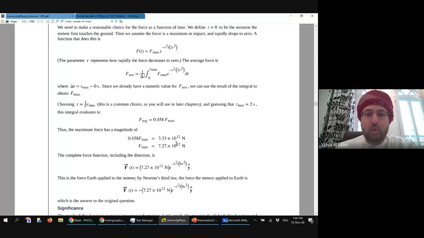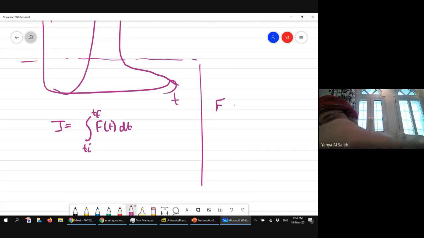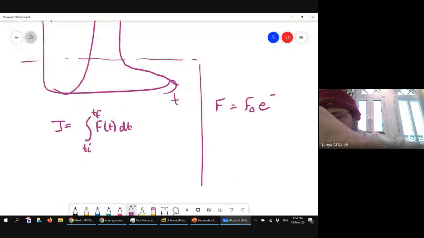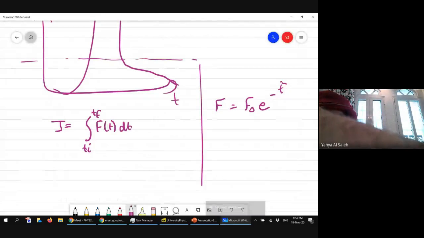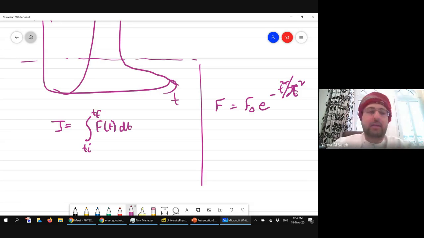But basically, what they do is they present a function that says F equals some number times e to the minus t squared over 2 some constant squared, and then they integrate it. Again, you should not expect something as complicated as this to be in your test.